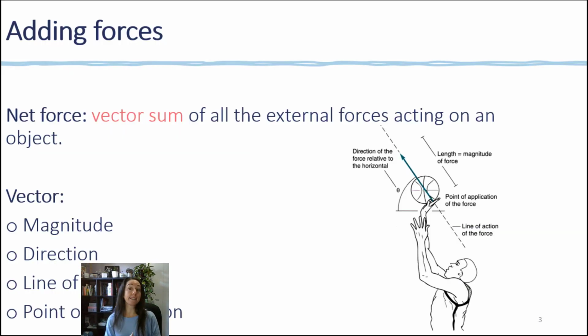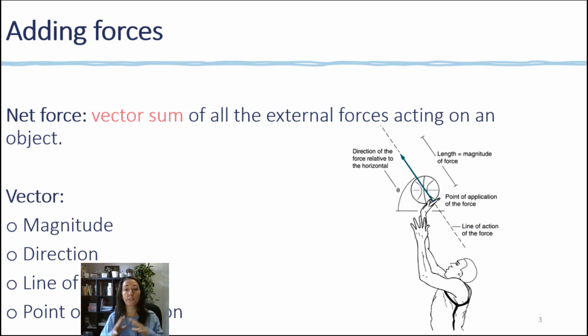So starting with the addition of forces, the first thing that we need to know is that the net force acting on an object is the sum of all the external forces that are acting on it. Now, the sum is not a simple addition, though. We can't just add up the numbers that represent the sizes of the forces. The net force is the vector sum of all of the external forces.